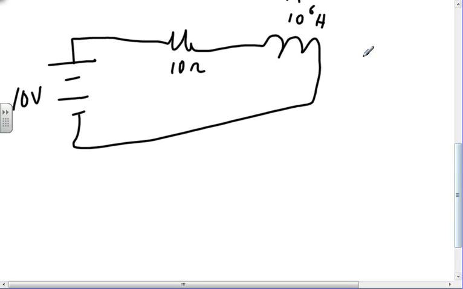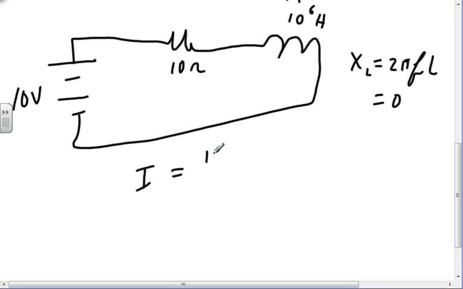Well, the X of L is 2 pi f L. What's the frequency of a DC circuit? 0. So this is 0, so the current is going to be 10 volts divided by 10 ohms. I'm going to have 1 amp flowing, and no one is going to care about the number of turns in that coil. It's totally irrelevant. It's a straight hunk of wire that happens to be wound up. Okay, so in general, except maybe on a test where I'm trying to hose you over, there'd be no reason to use an inductor in a DC circuit.